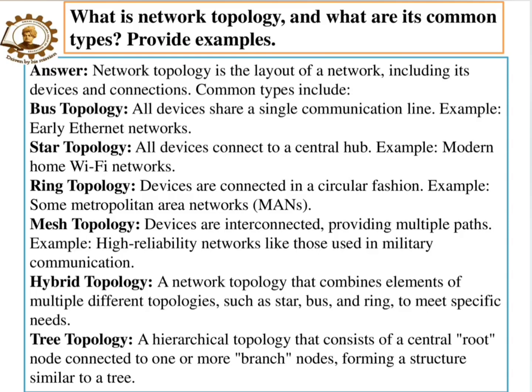Just think of a bus network as a single main road, a mesh network as a web of interconnected roads, and a ring network as a circular highway with traffic flowing in one direction. There are two other types of networks as well, like hybrid, which means a combination of two or more networks, and another one is tree, where hierarchical structures are maintained.